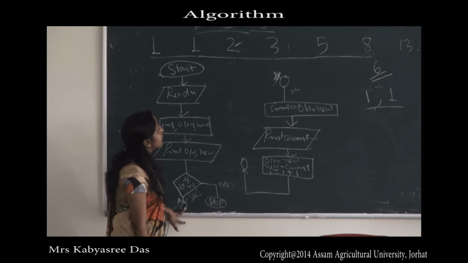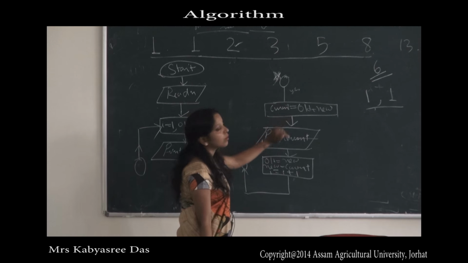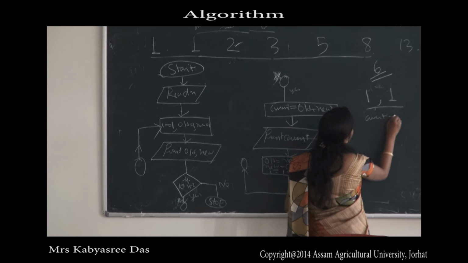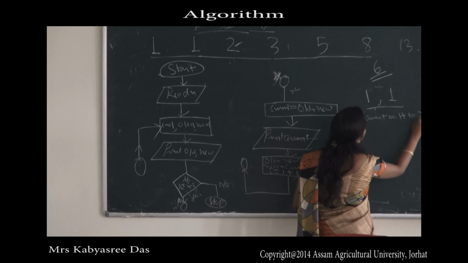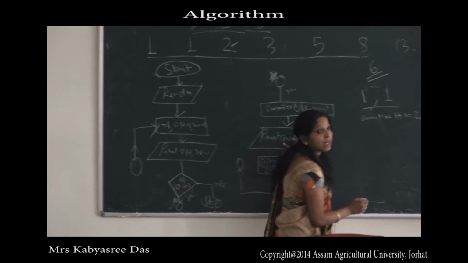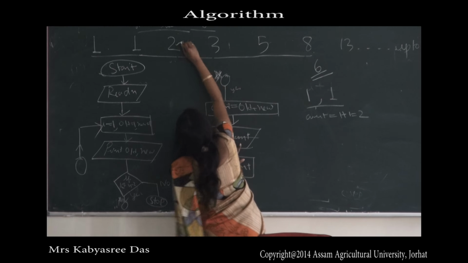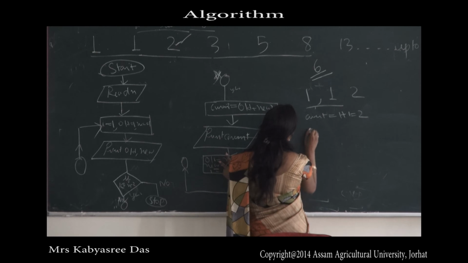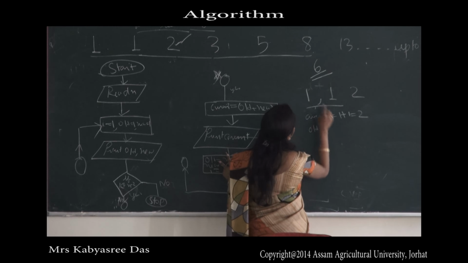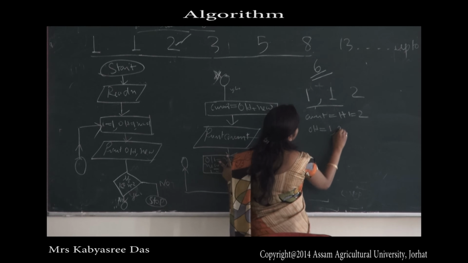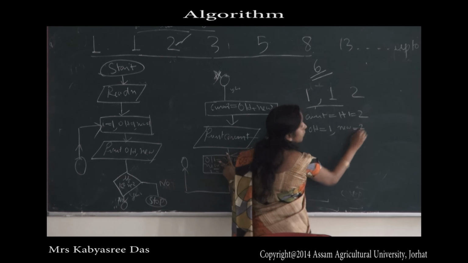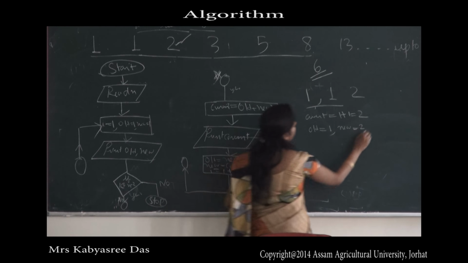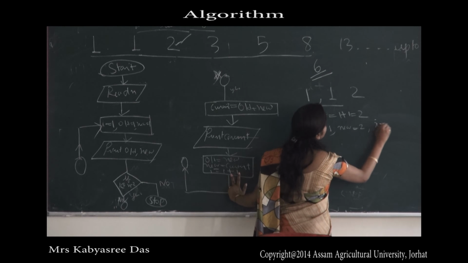If it is yes, then it will print the current equal to old plus new. What is the value of current now? 1 plus 1, 2. Then it will print the value of current, so it will print this 2 here. Then old equal to new. Value of new is 1, so old is 1. Value of current is 2, so new is equal to 2. Then I equal to I plus 1, that means now the value of I is 2.